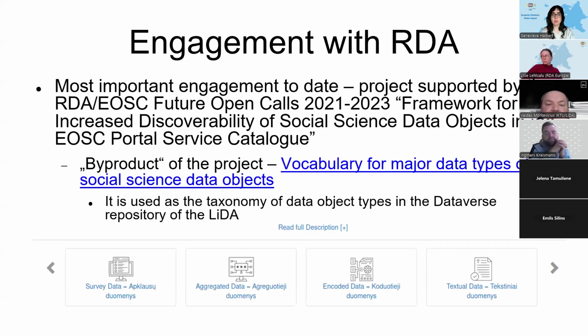And as a byproduct, we created something which we called vocabulary for major data types of social science data objects. And we use it in our repository to create catalogs of our data, right? So we have survey data, aggregated data, encoded data, textual data. And this was a byproduct that we actually use, right? So these two things are real solutions that work. They are not just to showcase something, which may be a recommendation for others, but to actually use them, right?